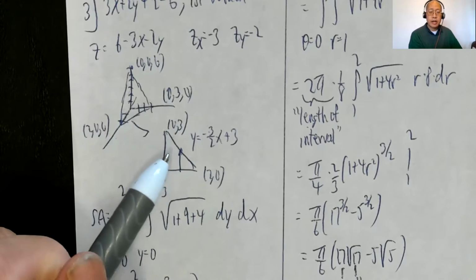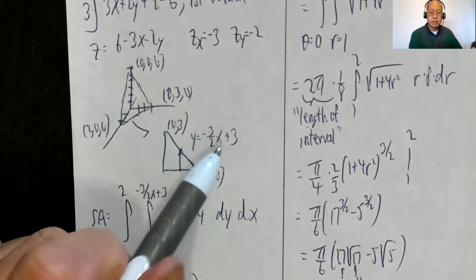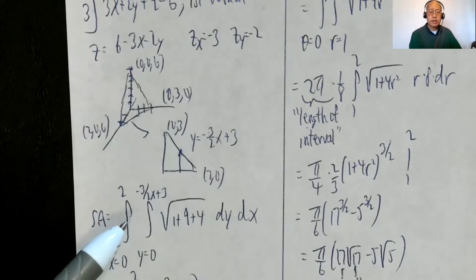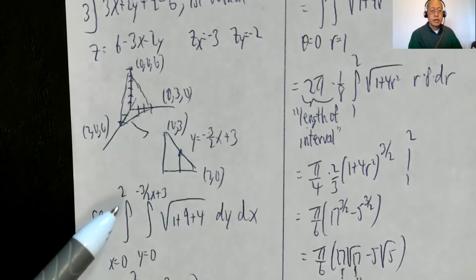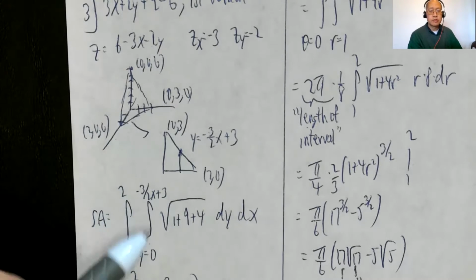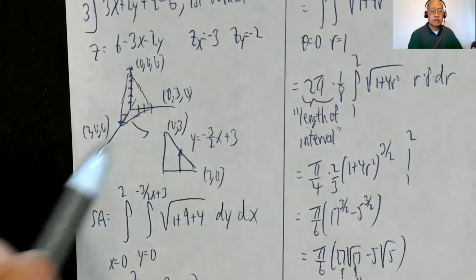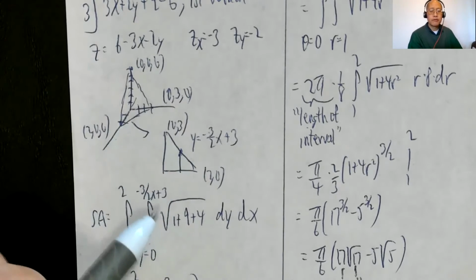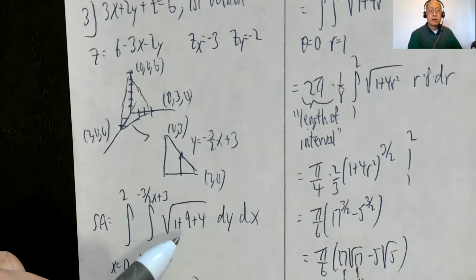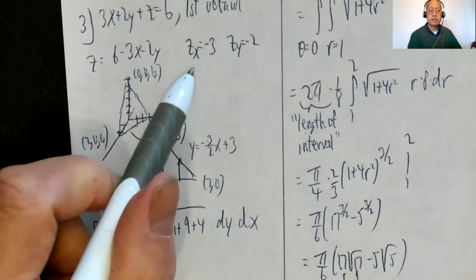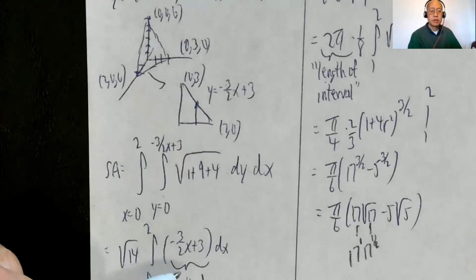And a little bit of algebra, y is -3/2 x plus 3. The y-intercept is 3. The slope is -3/2. So the surface area is the integral as y goes from 0 to -3/2 x plus 3, and x goes from 0 to 2 of the square root of 1 plus 9 plus 4 dy dx, 1 plus (-3) squared plus (-2) squared.